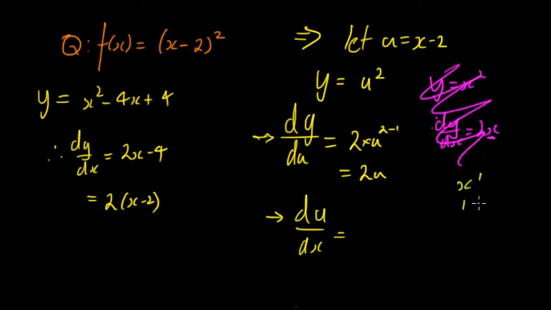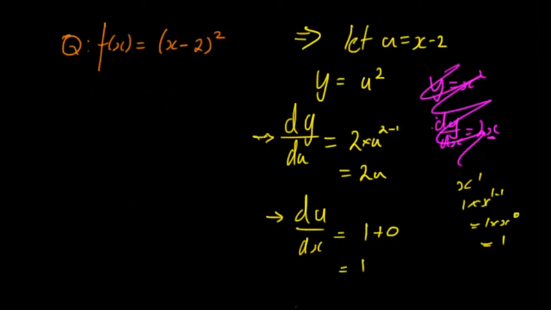We bring the 1 down, then we go 1 minus 0, so we get 1 minus 1, which gives us 1 times x to the 0, which is equal to 1. So we get 1, and then that's a constant, so it's plus 0. So we get du dx is equal to 1. Just going to rub this off to get more room.